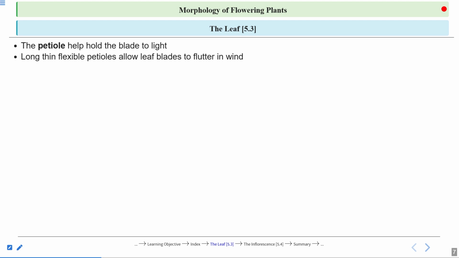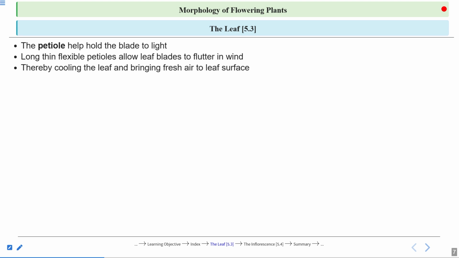Okay. Now, it is long, thin, flexible. Petiole allows leaf blade to flutter in the wind. So these petioles, they are quite slender, quite long, quite thin, and this allows the leaf blade or the leaf lamina to flutter in the wind. You must have seen the leaf fluttering in the wind. So by this fluttering, what happens? Cooling of the leaf takes place, and this brings the fresh air to the leaf surface.